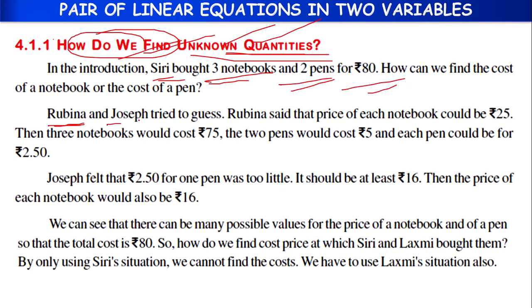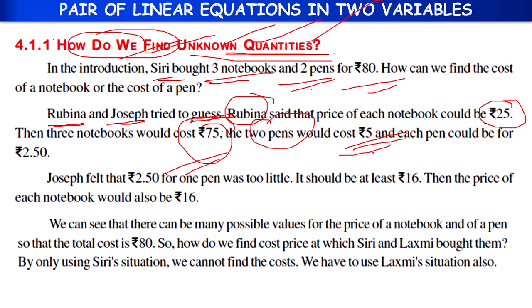So Rubina and Joseph tried to guess the cost of notebook and pen. Rubina said that the price of a notebook will be 25. So 3 notebooks she has brought, 3 into 25, 75. Then 2 pens are remaining. Out of 80 rupees, 75 rupees is already used, so only 5 rupees remain for 2 pens. So each pen will be 2.5 rupees. Like that, she made a guess.